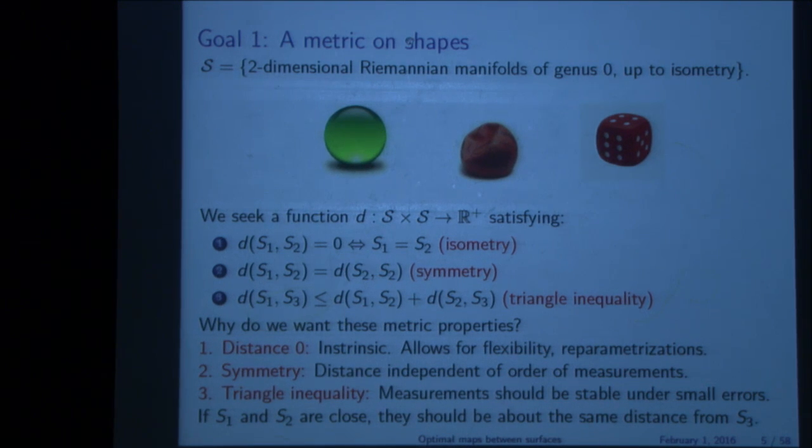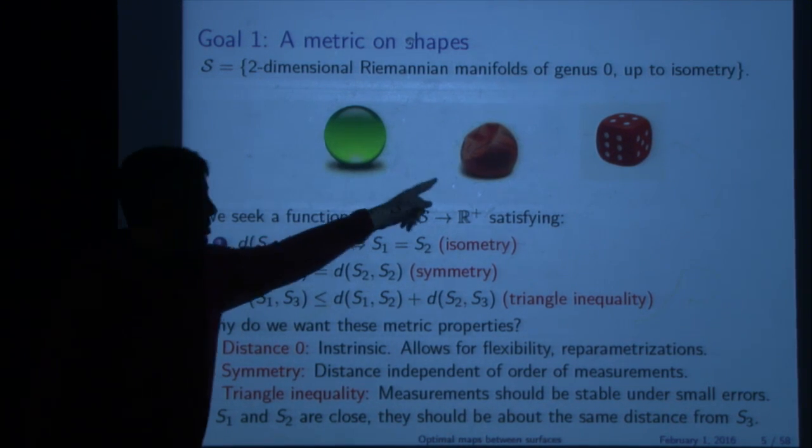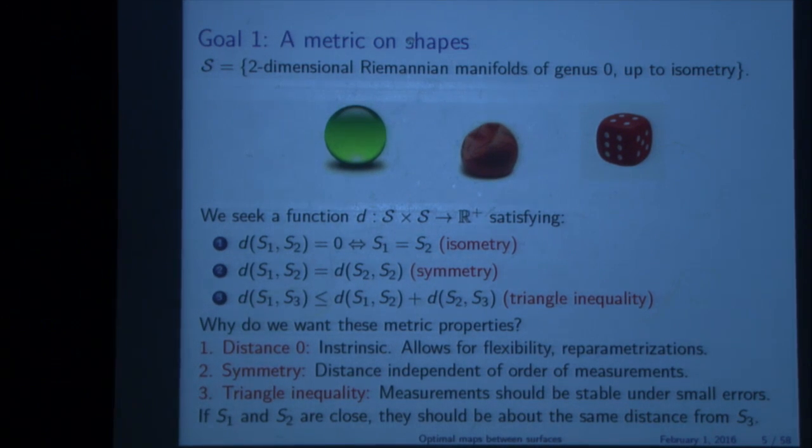For example, the first property says that two surfaces have distance 0 if they're isometric. That says that we're looking for an intrinsic measurement of distance. So, for example, if we were looking at faces, we would get distance 0 even if the face is in a different configuration, frowning or smiling or so on. If it's the same surface intrinsically, you'll get distance 0. So, for example, these 2 spheres might have distance 0. We're not looking at the way the surface sits inside 3-space.